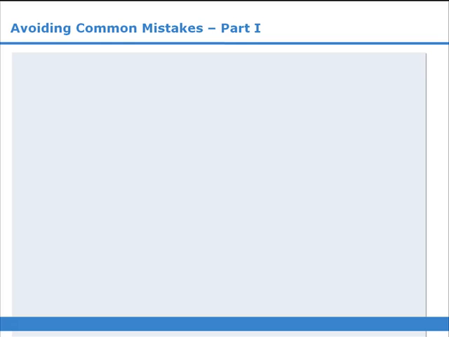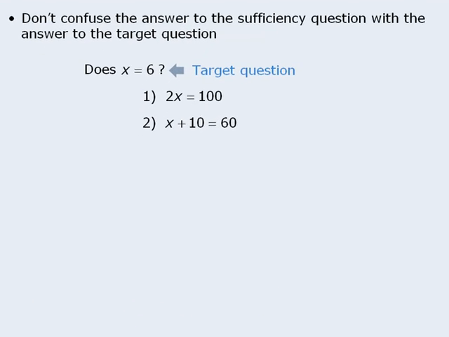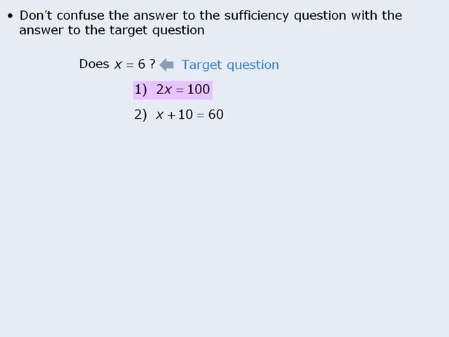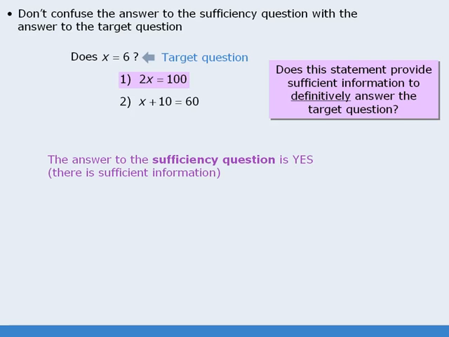The last tip in this lesson is, do not confuse the answer to the sufficiency question with the answer to the target question. Here's what I mean. In this question, we must determine whether or not x equals 6. Statement 1 tells us that 2x equals 100. Does this statement provide sufficient information to answer the target question? The answer to this sufficiency question is yes. There is sufficient information to answer the target question because we could solve the equation for x, in which case we could determine whether or not x is equal to 6. So statement 1 is sufficient.